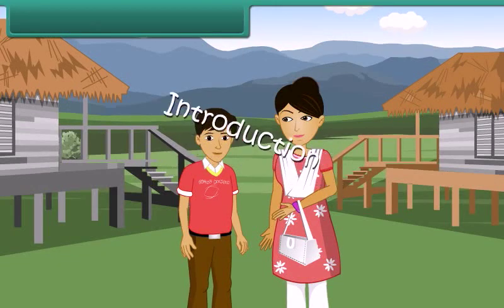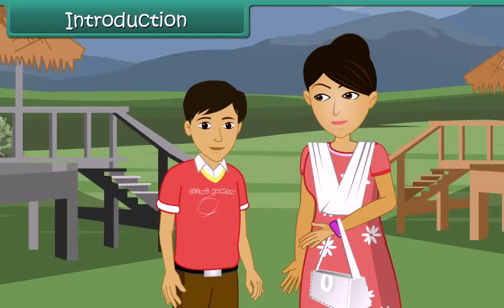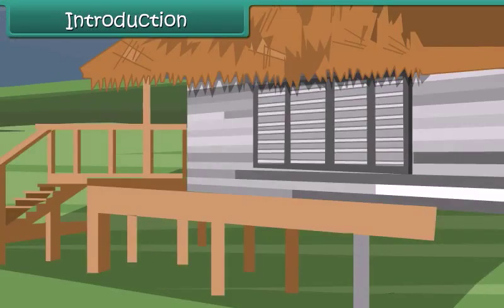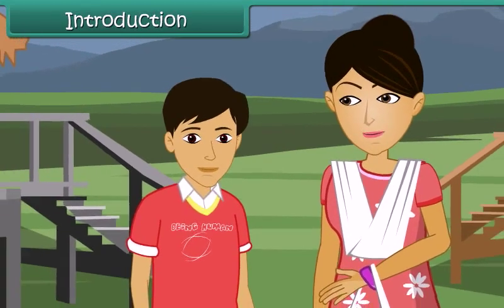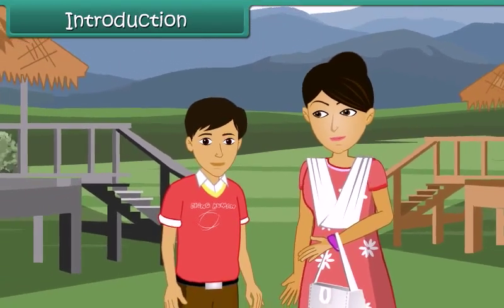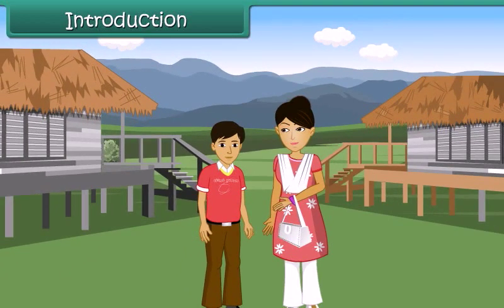Introduction. Hrithik is on a vacation to Meghalaya. He finds that most houses are built at some height from the ground with the help of a few pillars. He asks his mother the reason for it. His mother explains that the state receives heavy rainfall every year. So in order to prevent rainwater from entering and damaging them, the houses are built on stilts.